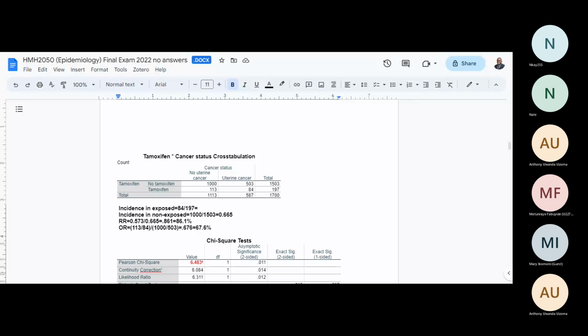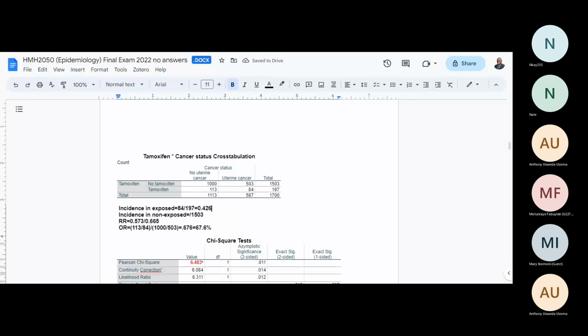So, what's the decimal? 84 over 197. What will it give us? Sorry, 84 divided by 197. 0.426. Okay, 0.426. Then this one, incidence in non-exposed.